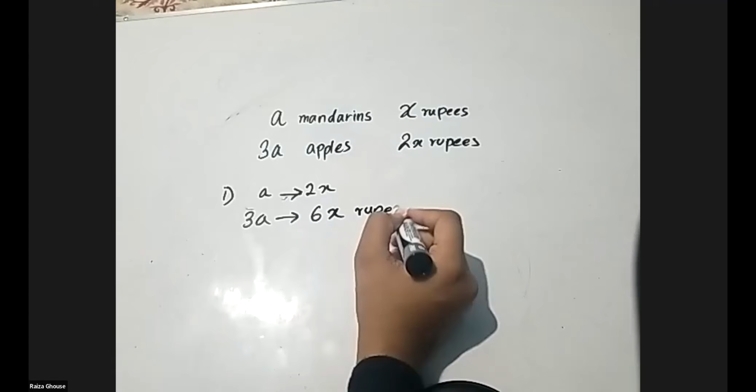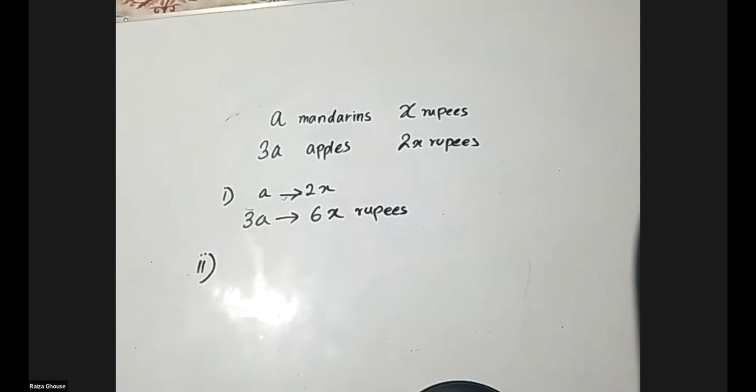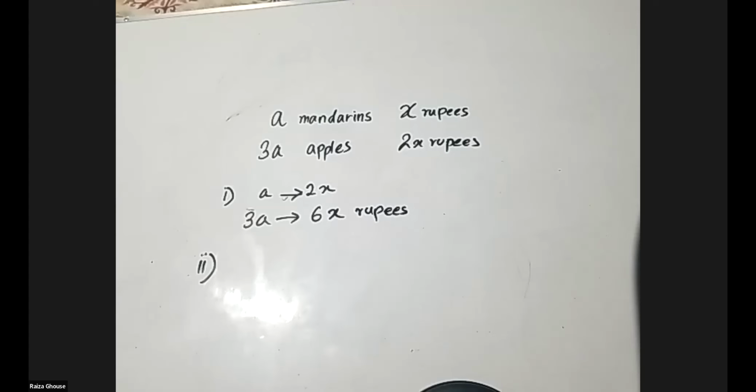You have to write down the rupees. If not, they deduct marks for that, half marks. Who got this answer? Good, very good. Great. Roman number 2.